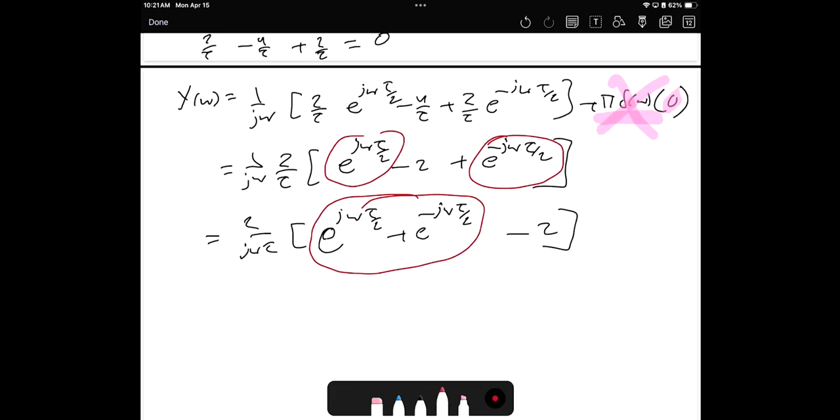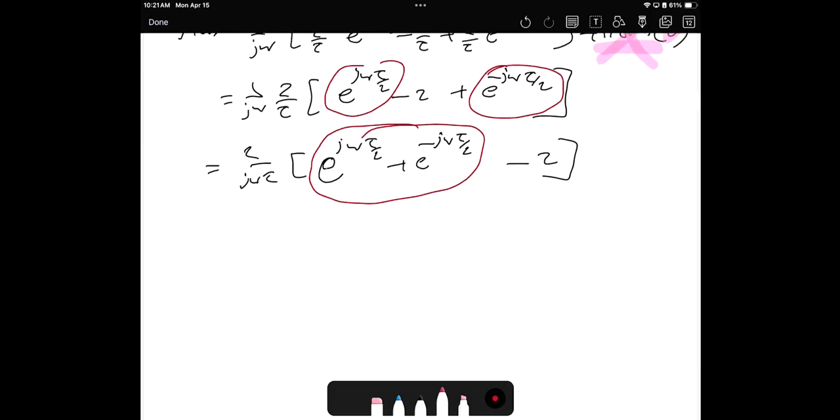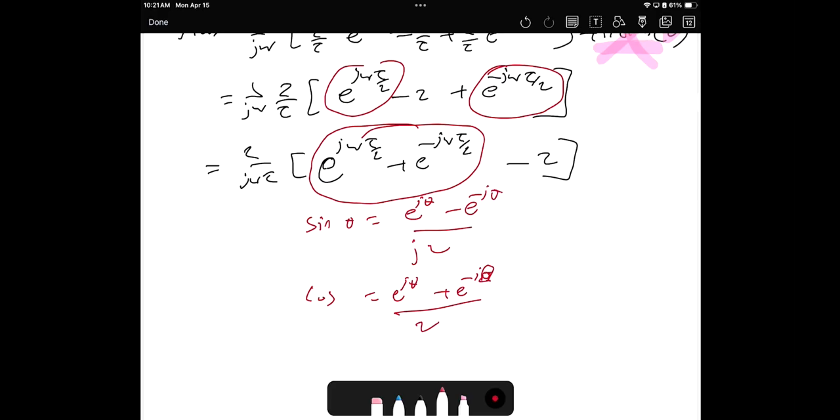Sine or cosine? Sine theta equals e^(jθ) minus e^(-jθ) over 2, while cosine equals e^(jθ) plus e^(-jθ) divided by 2. So there is addition. This is similar to what? Cosine.